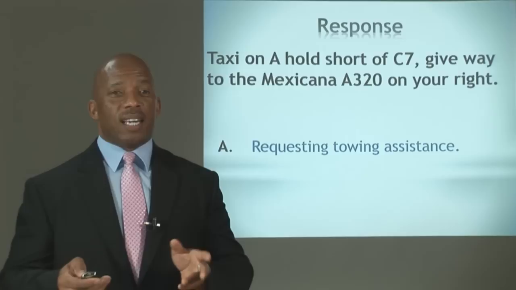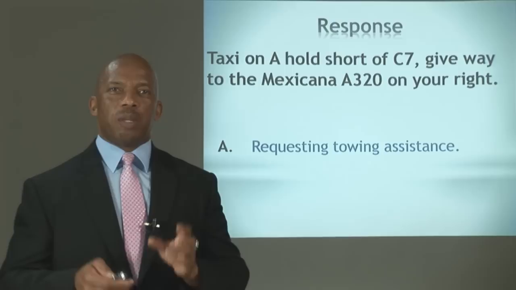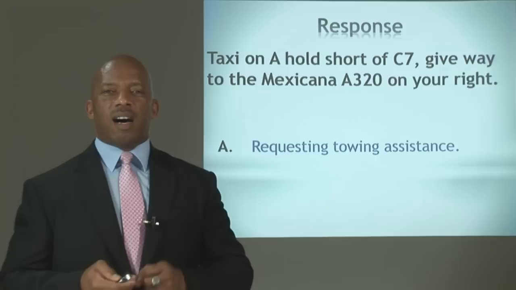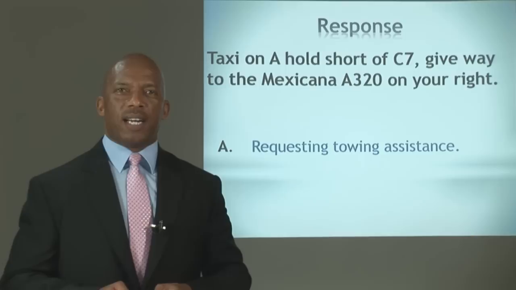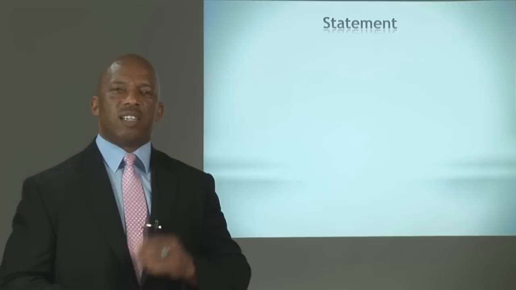But a lot of times you look at what we call the meat of the question or the statement, you can get an idea of what the possible answer could be and what your possible response would be, right? So: Texan Alpha, hold short of Charlie 7, give way to the Mexicana A320 on your right. Okay, there's a couple verbs there, hold short, give way. Nothing has to do with requesting towing assistance, right? So let's just put that to the side, okay, in our head, or write on a piece of paper if you like, take notes, and let's look at our next question response.